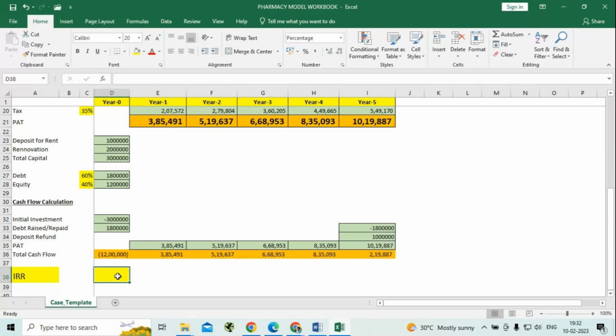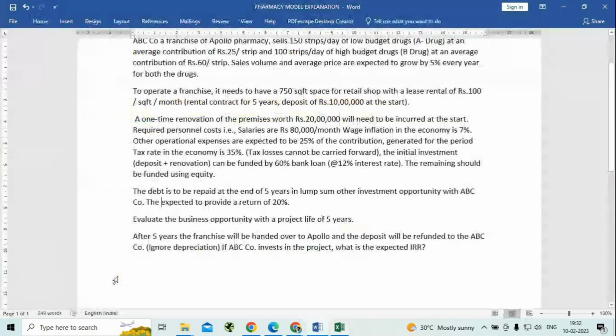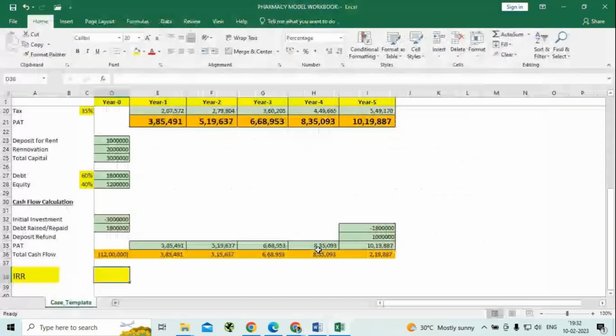So here in the problem I have been given the expected return on investment as 20%. Okay, so if it is going to give 20% or more, then it is advisable to take this franchisee. If it is giving less than that, then it is not advisable. Okay, so let us see.